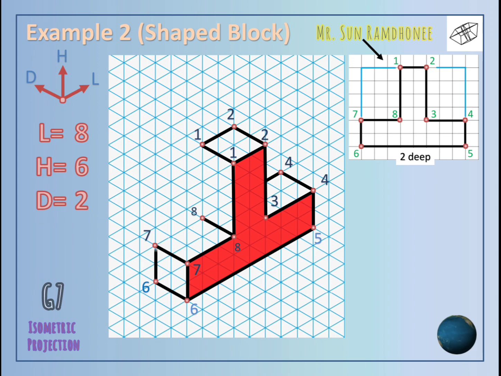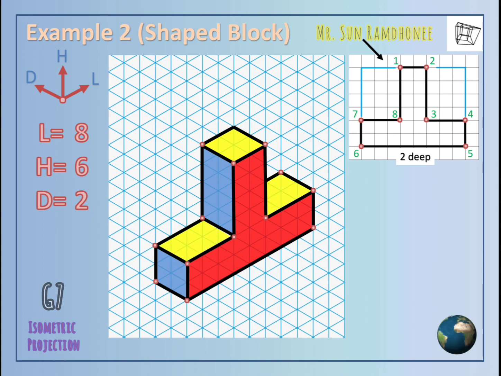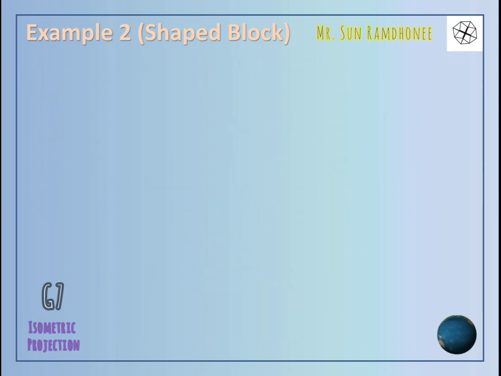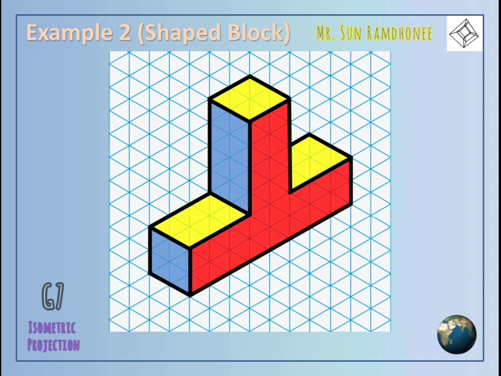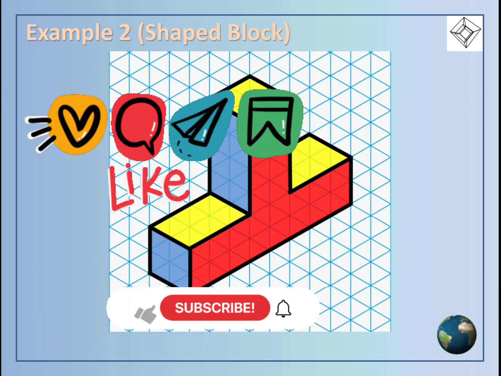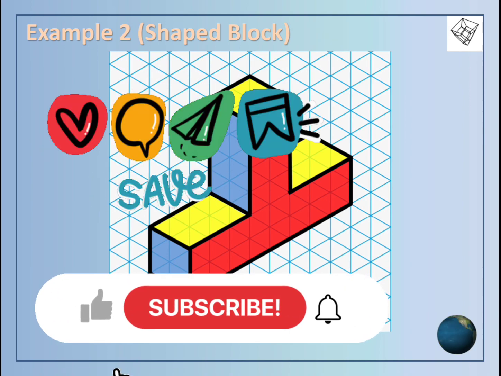Finally, we are going to join the different parts together, and we are going to shade it like this. The final object looks like this. We have reached the end of the first part. See you in the next one.